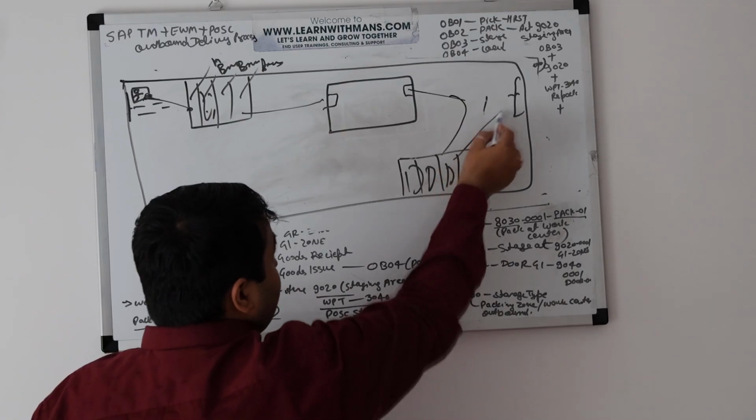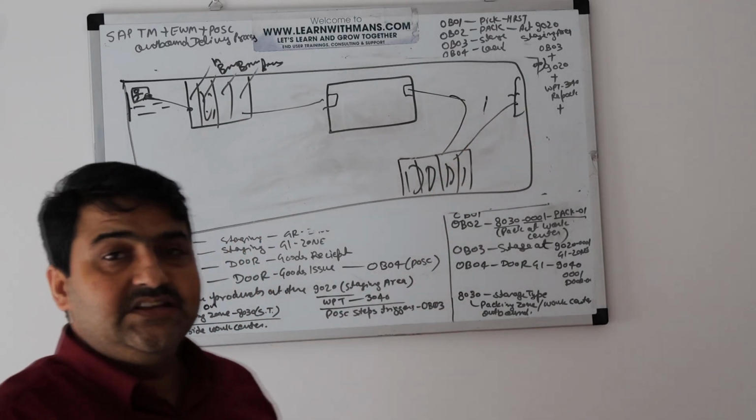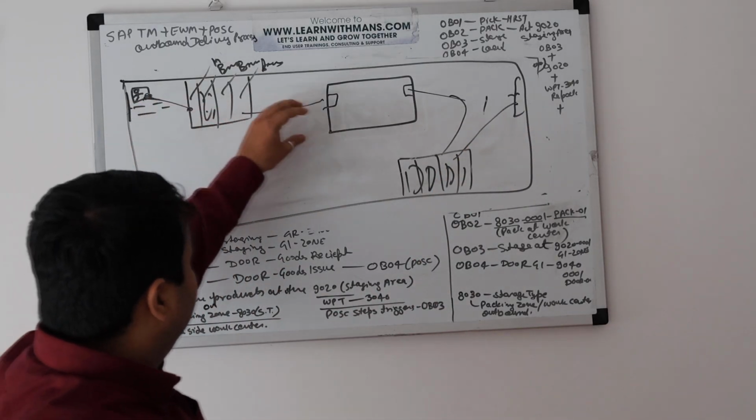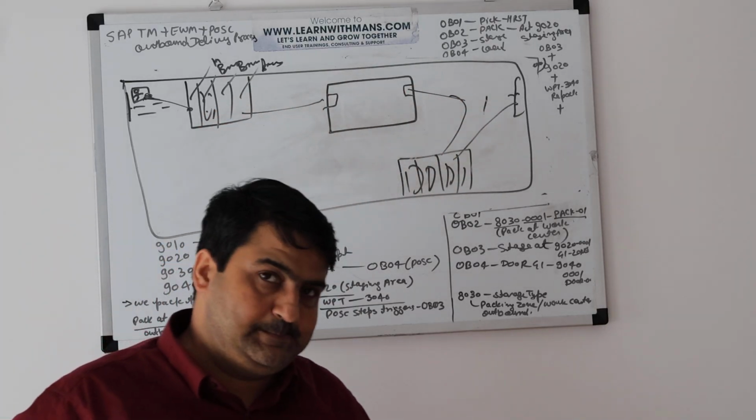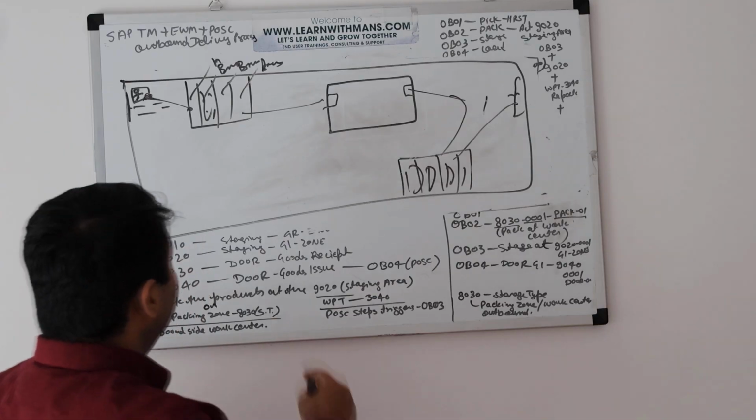We need to link them to each other. Then the system will say your transportable unit can be moved from one area to another area. Simple thing. This is about my example yard.